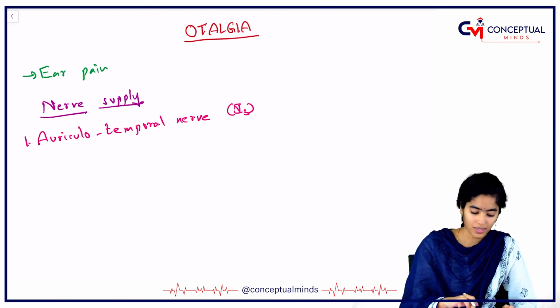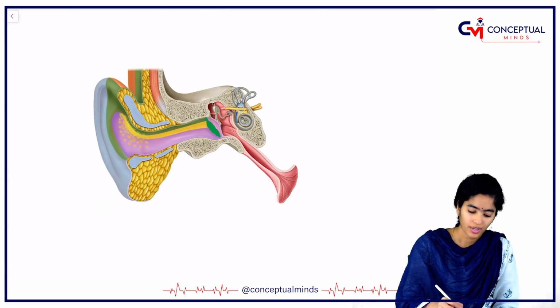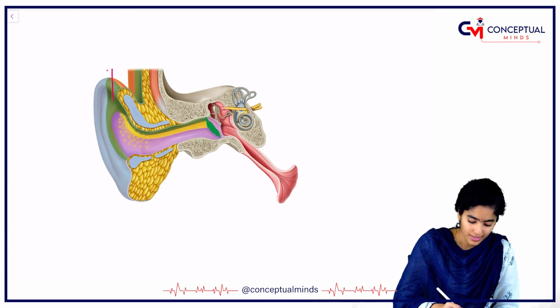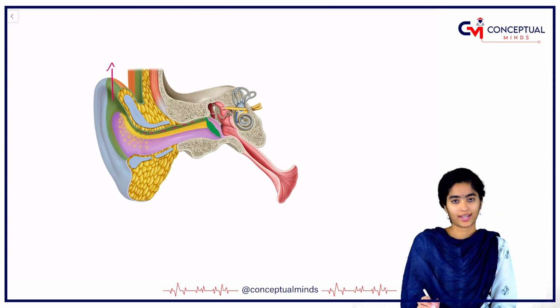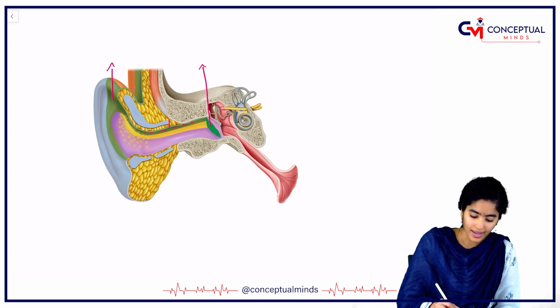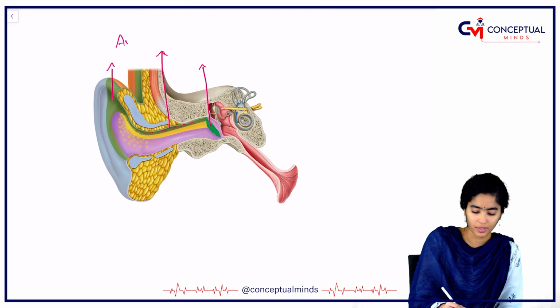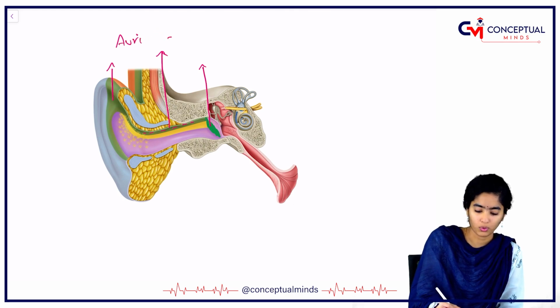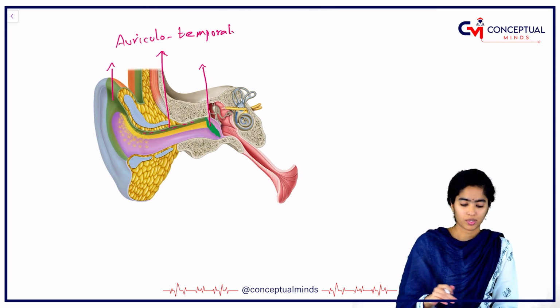You can understand this by looking at this picture. So please look at this picture. And this entire part that is being shown in green color, this part of the pinna, and all this in the external auditory canal, plus the anterior half of the lateral surface of tympanic membrane. All of this is supplied by auriculotemporal nerve. This is about the auriculotemporal nerve.